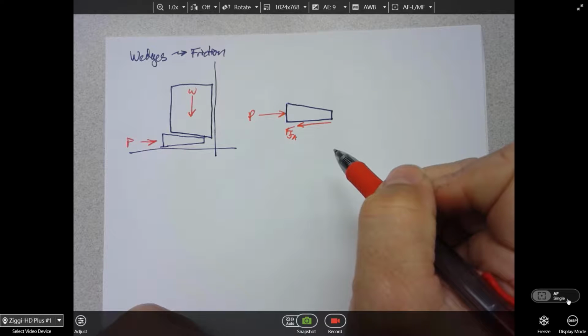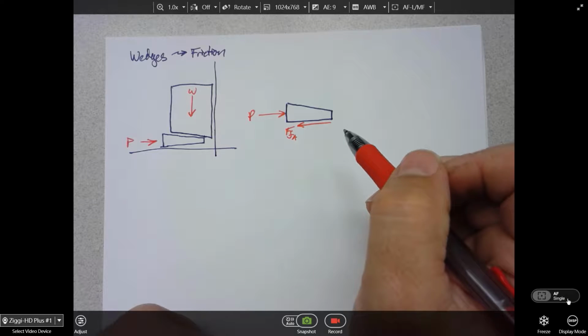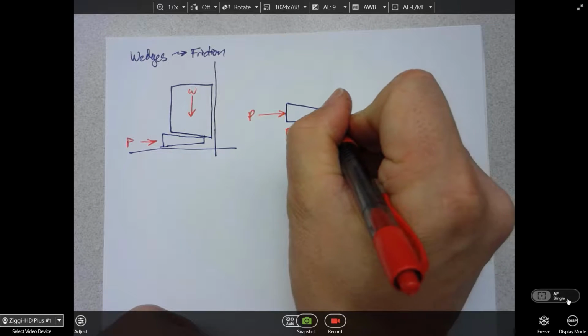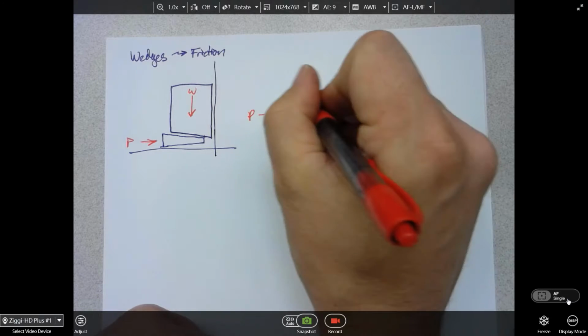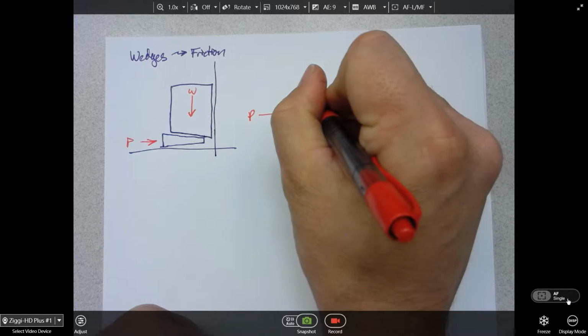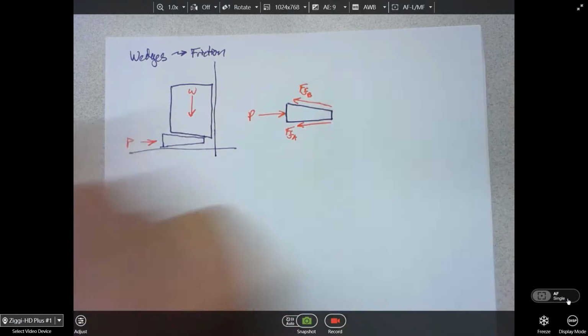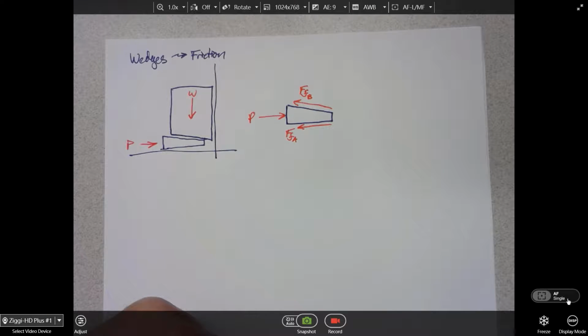So not the weight. There we go. Friction between the wedge and the block. Okay, and I'm going to call that force of friction at B. Is this all the forces?